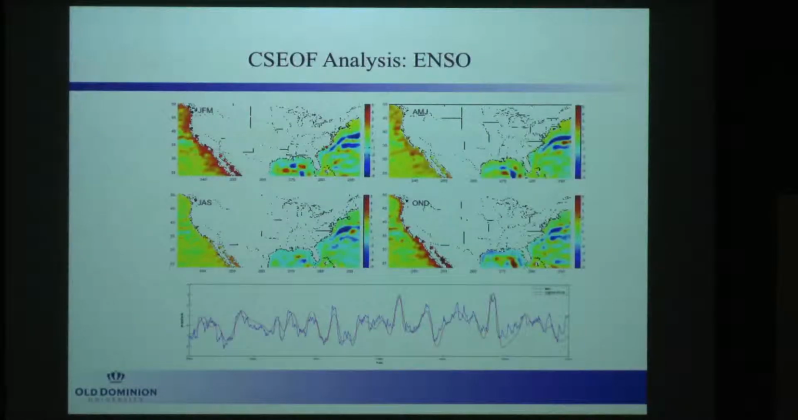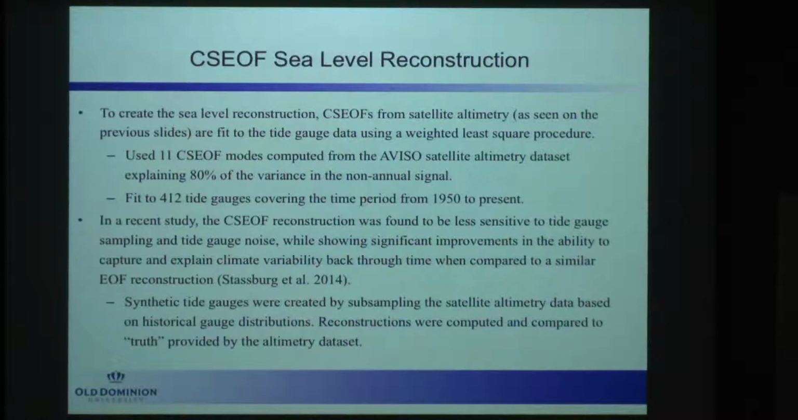Sorry, Ben, can you go back to that last slide? Yep. The blue and the red in the bottom graph, which is ENSO... Yeah, the red is the CSEOF PC time series. The blue is the MEI, the multivariate ENSO index, a commonly used index for tracking ENSO. You can see the two agree very well, which gives us confidence we're capturing ENSO within our reconstruction, which I'll talk about a little bit more in just a second.